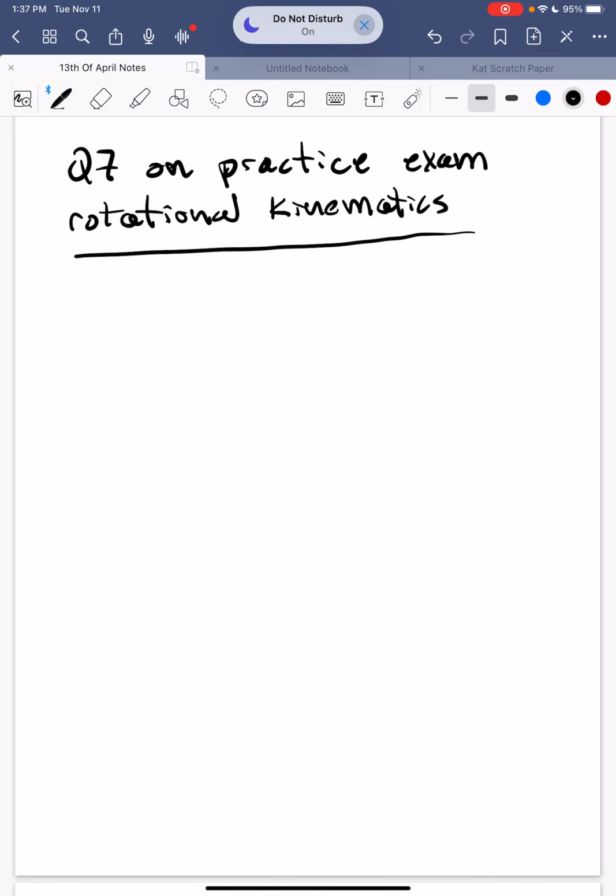Some of you have asked me to do question 7 on the practice exam. This is a good review of rotational kinematics. So let's start with the problem.